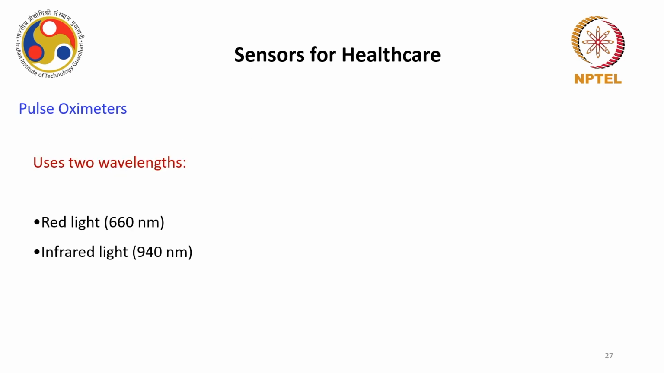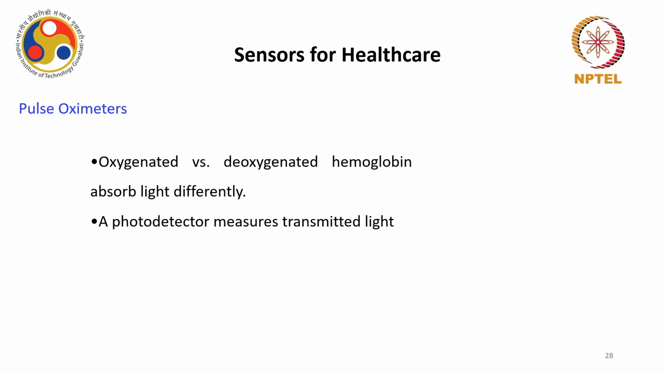Okay, so they basically utilize two different wavelengths, red light and infrared light. So red light of the order of 660 nanometer, and infrared of the order of 940 nanometer. Okay, so in the blood, the oxygenated and the deoxygenated hemoglobin absorb these lights differently. So their absorption pattern is actually different, and based on this, the pulse oximeter actually works.